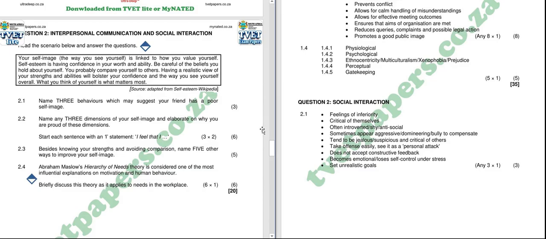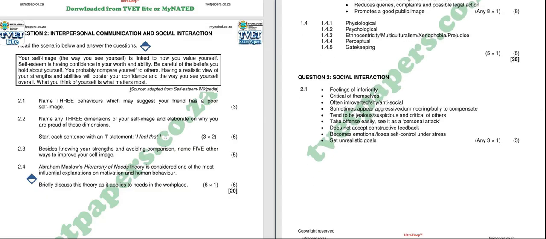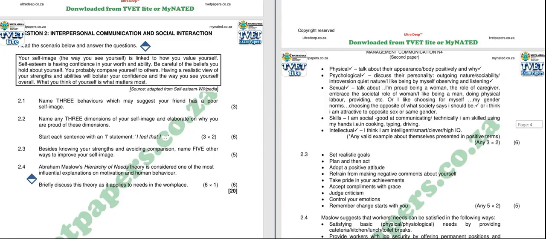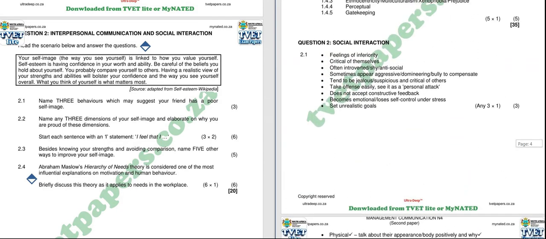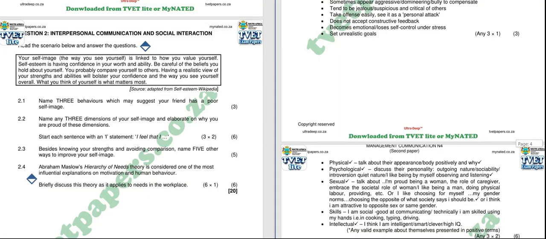And within that context, we have got feelings of inferiority, critical of themselves, often introverted, shy, or antisocial. So further points we have that are on 2.1. Then 2.2. So we've got a continuation of 2.1. Then 2.2 says name 3 dimensions of your self-image and elaborate why you are proud of these dimensions.